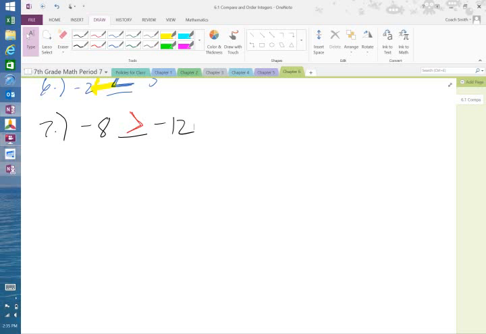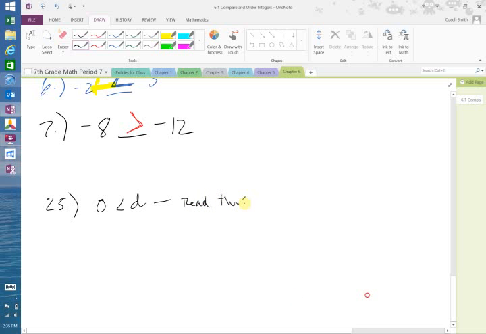Look down at number 25. Number 25 says 0 is less than D, D is greater than. We read this as D is greater than 0. That's how we read that.